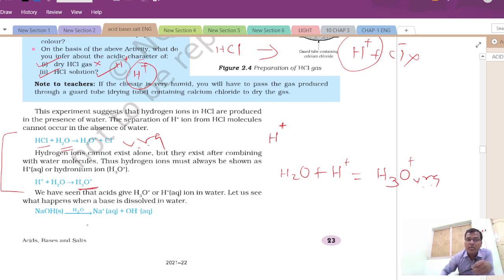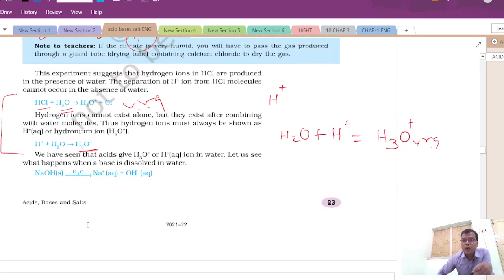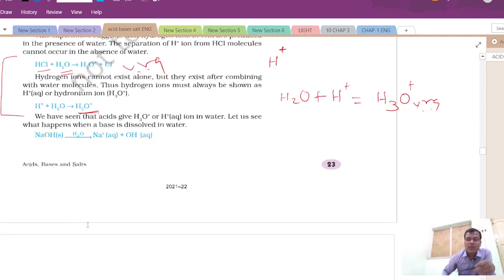Okay. For any acid or base, water is very necessary. In absence of water, it is not going to break down. It will neither give OH minus ion nor H plus ion. So without water, an acid will not act as an acid, and a base will not act as a base, because only in presence of water does it break up into H plus ion or OH minus ion. If it breaks up into H plus ion, then it is acidic, and if it breaks into OH minus ion, then it is basic.